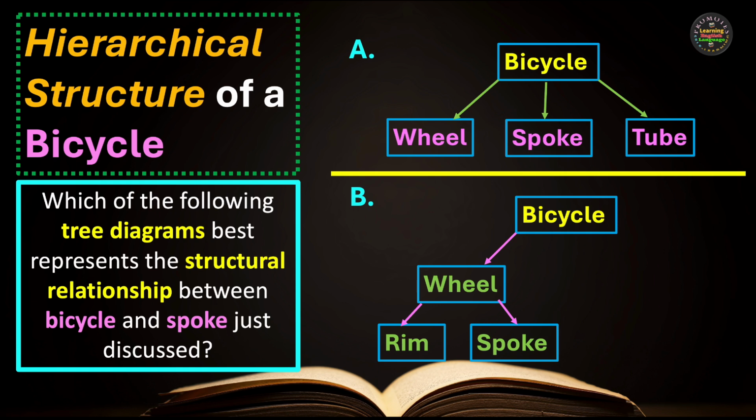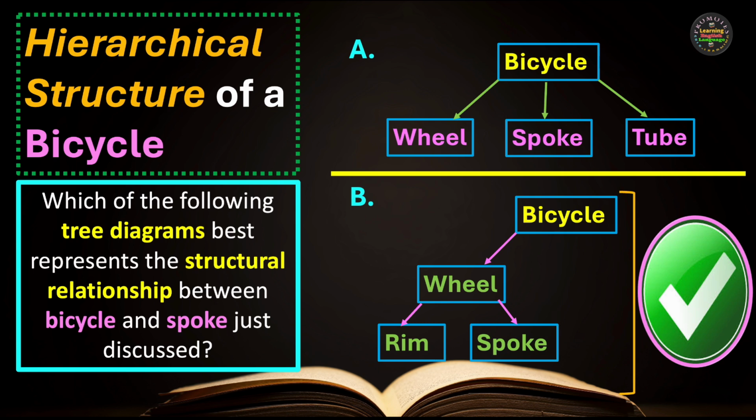Now the question is, which of the following tree diagrams best represents the structural relationship between bicycle and spoke, just discussed in the previous lecture 4. Look at the tree diagram A and tree diagram B and think which one of the structures has direct connection between bicycle and spoke. Do you think the structure A makes good sense, or do you think structure B makes good sense? The correct response is B.